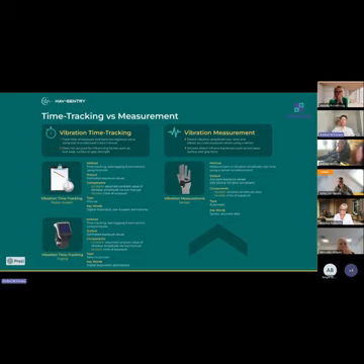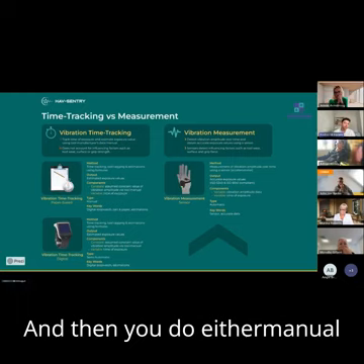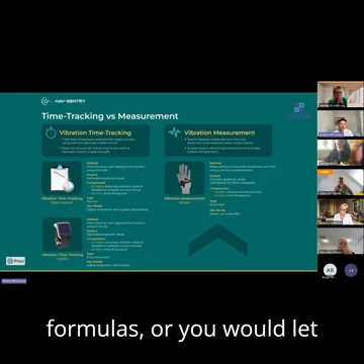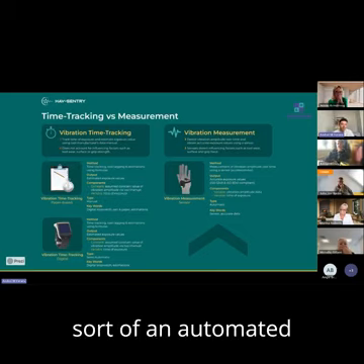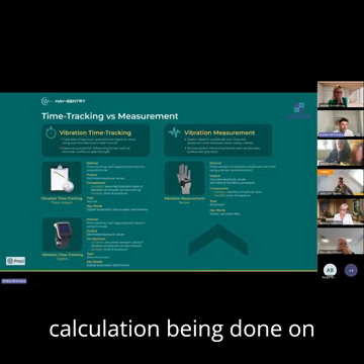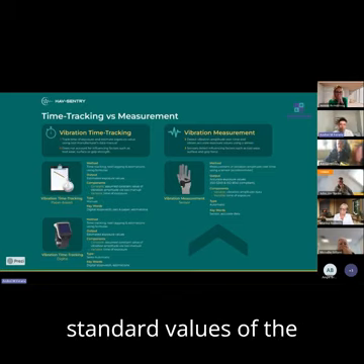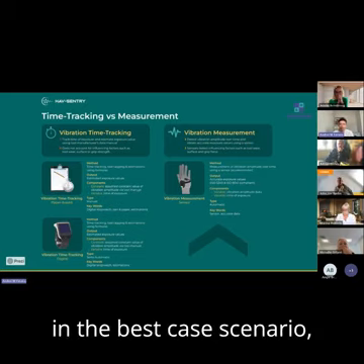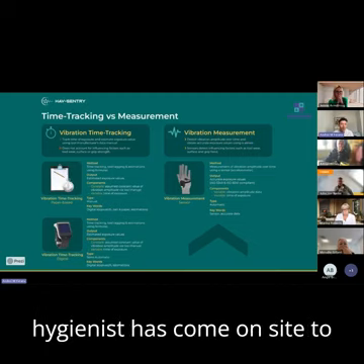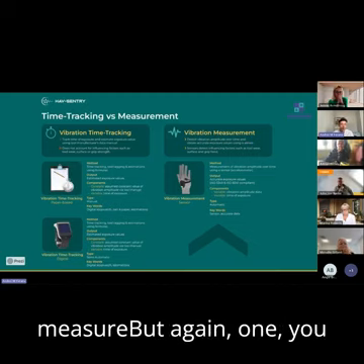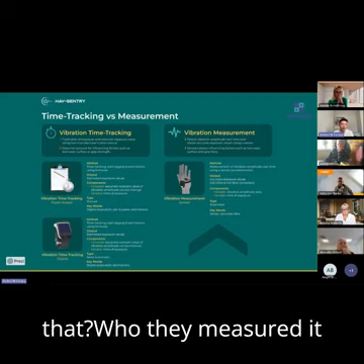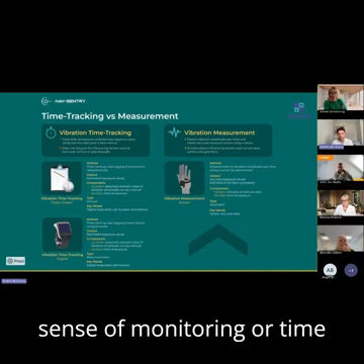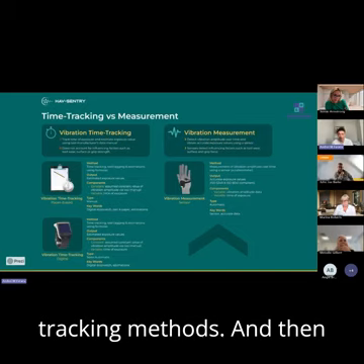time-based mechanism. And then you do either manual calculations based on the HSE calculator and the A8 formulas, or you would let an automated calculation be done on standard values of the manufacturer's datasheet, or in the best case scenario, values that an occupational hygienist has come on site to measure. But again, when did they measure that? Who did they measure it with? What was the grip force? What was the posture? All of that is neglected in monitoring or time tracking methods.